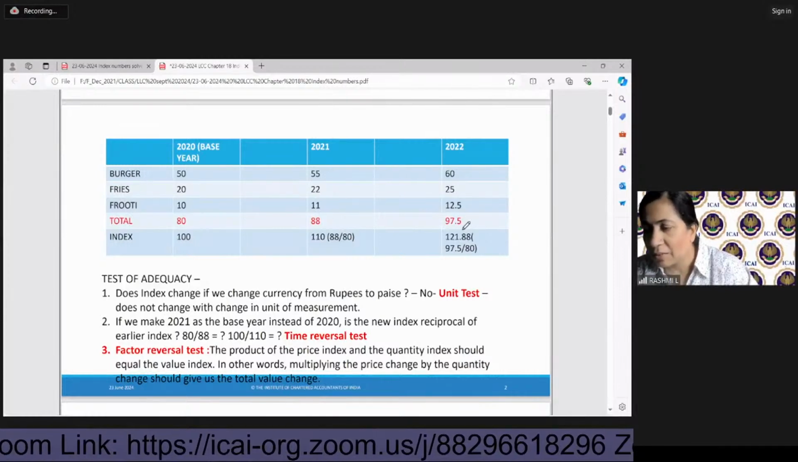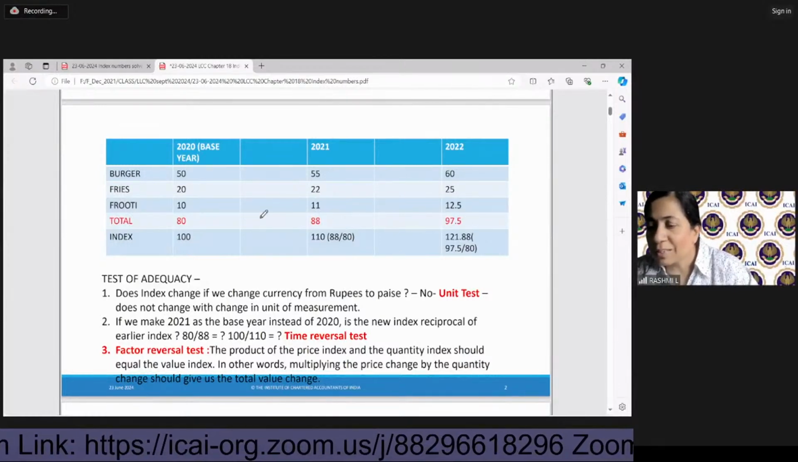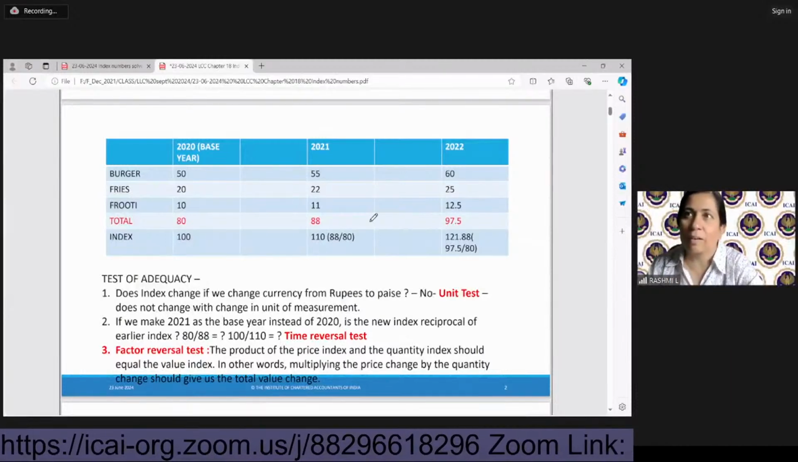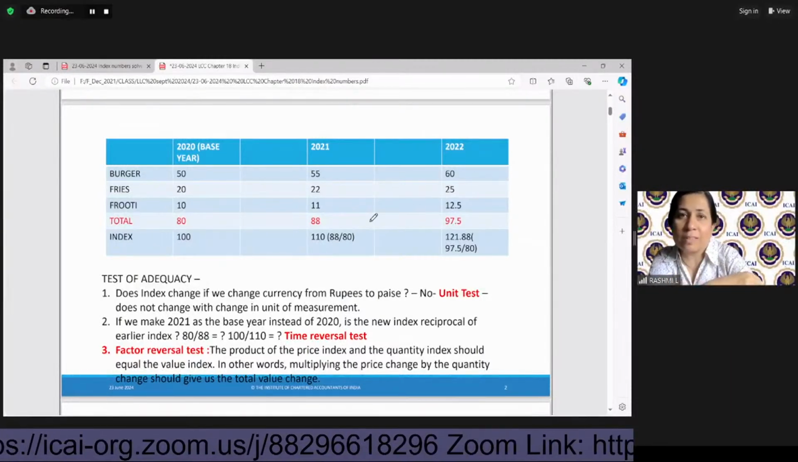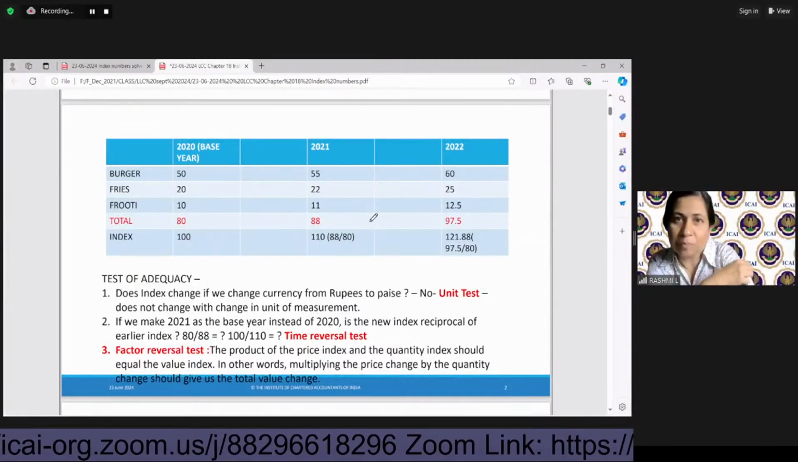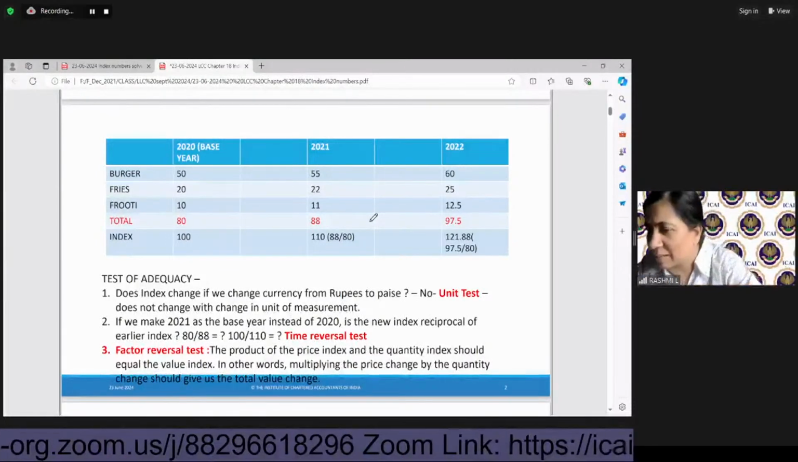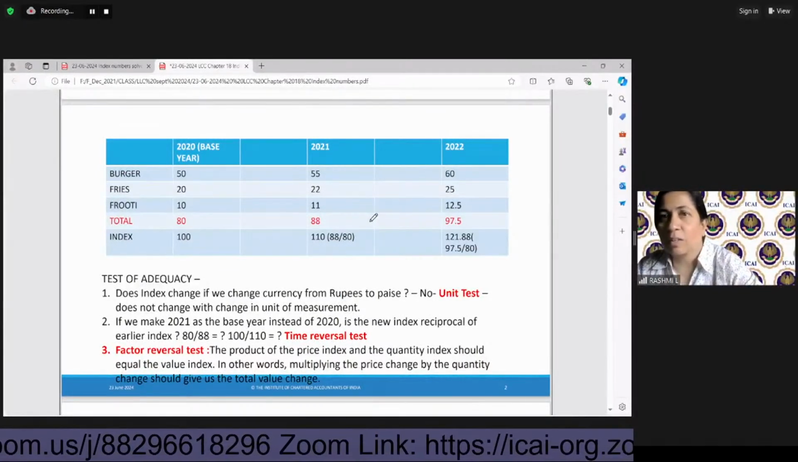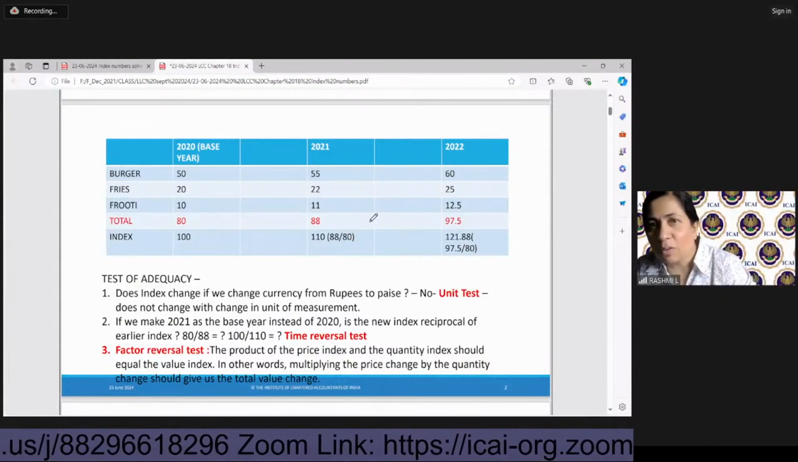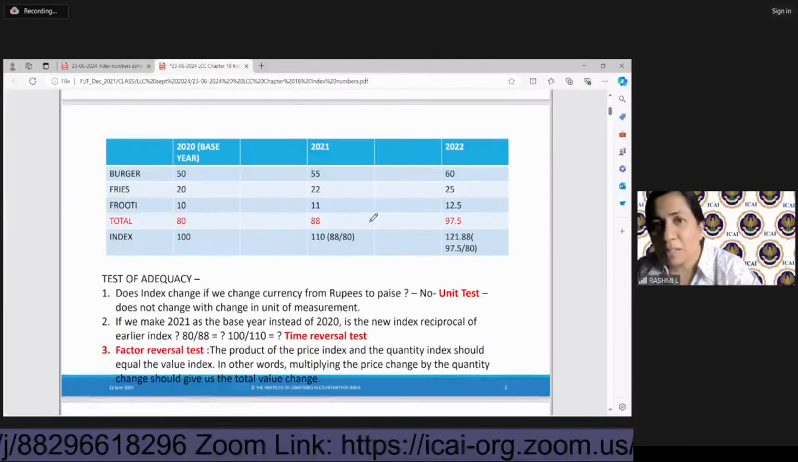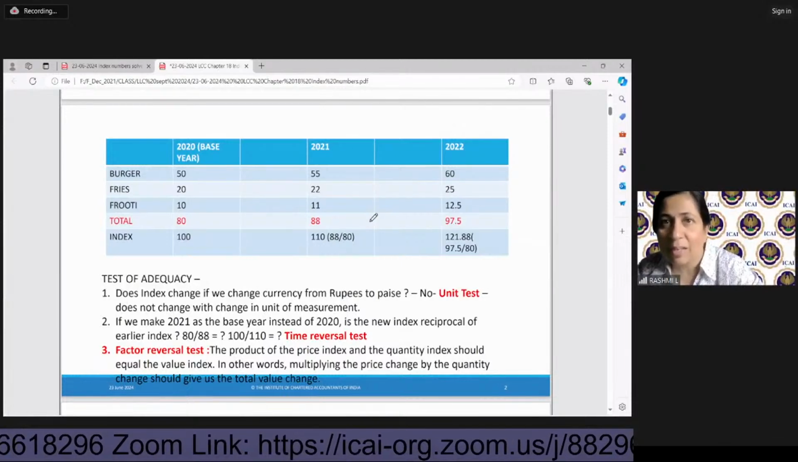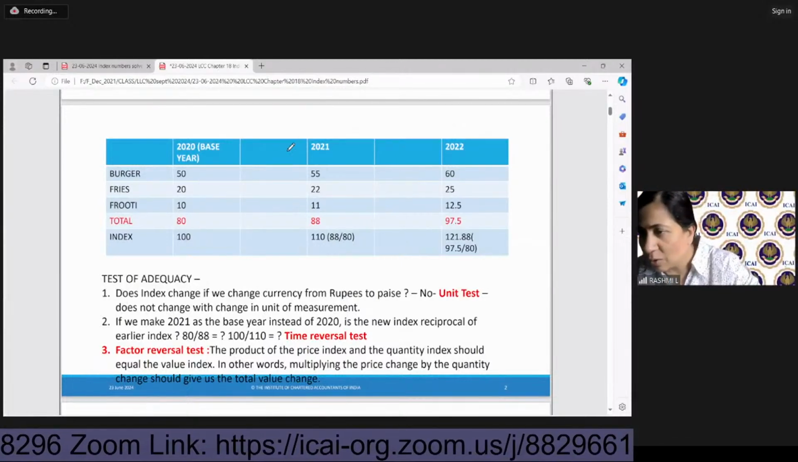A combo in 2020 was costing me 80 rupees, which became 88 in 2021, and then in 2022 it became 97.5. If I'm just trying to compare them, I don't get a fair idea about what exactly is happening. I can see prices are rising, but if it is in percentage or compared to a base period, then it becomes easier for me to explain.